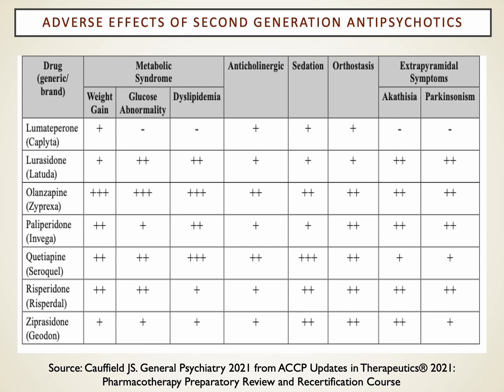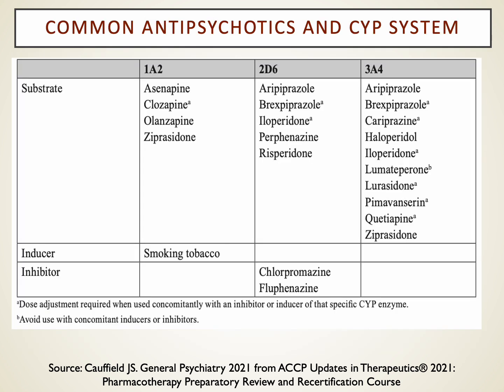Recognize that Geodon probably has the highest risk for prolongation of the QT interval. There are lots of adverse effects and drug interactions among the antipsychotics and the cytochrome P450 enzyme systems. You don't need to memorize this table, but you need to recognize that, as we see with lots of the drugs in mental health, these fat-soluble drugs will be metabolized, many of them via these enzyme systems that are genetically influenced and can interact with many other drugs a patient may be on.